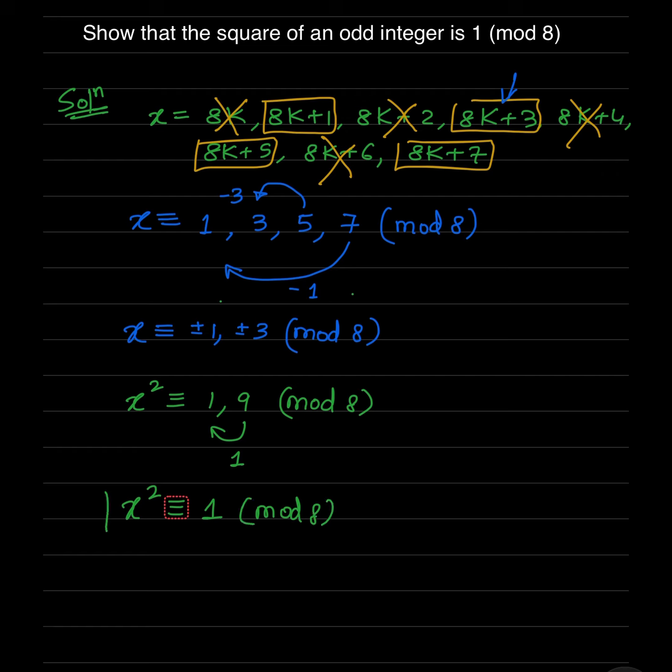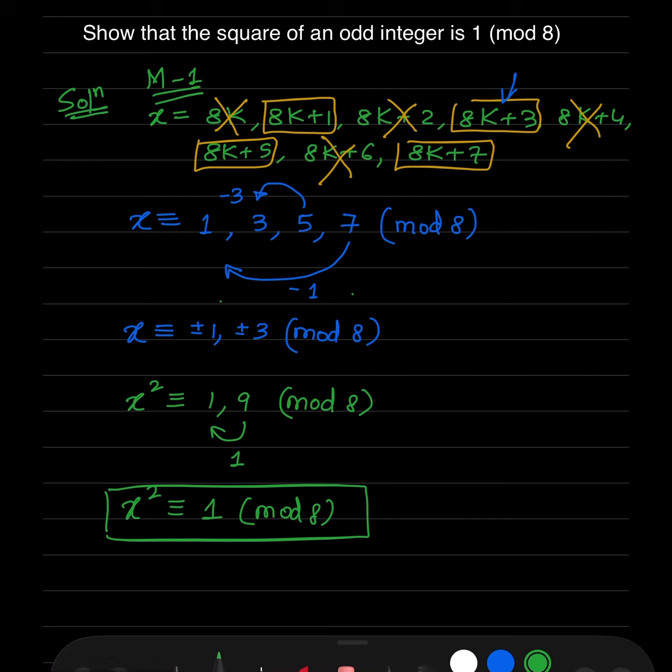So I proved here that the square of an odd number is congruent to 1 mod 8. This is one of the methods, but if I want, I can have one more method. So let's call this method 1. So let me show you one more method.